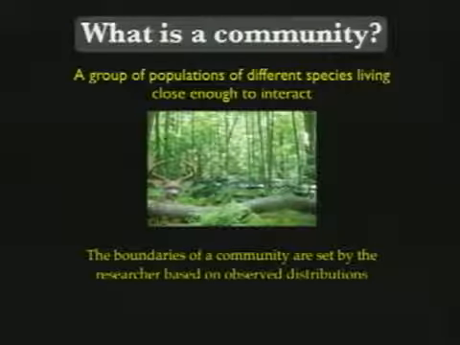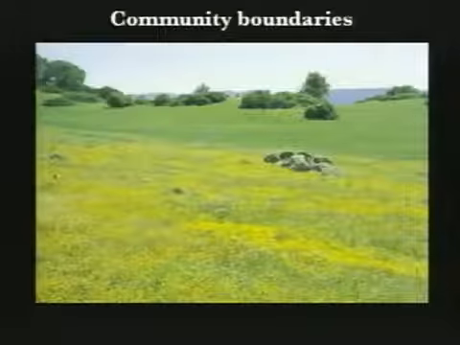But let's just be practical and say that the boundaries of the community are set by the researcher based on observed distributions. It's often a very practical thing, the boundaries of the community set in an investigation. It might be a tract of forest that's been cut at all the edges, and it's just a square kilometer of forest, and that's because there are roads all around it. Well, there's your community. It's bounded by the roads. It's often something like this.